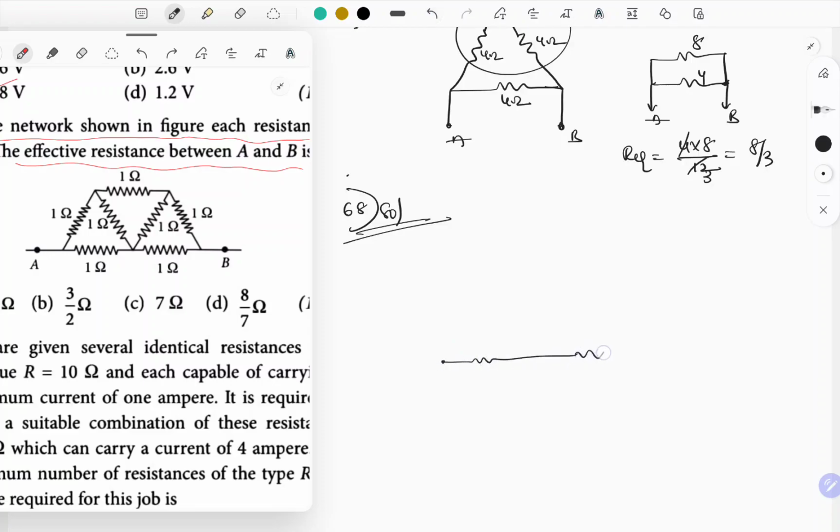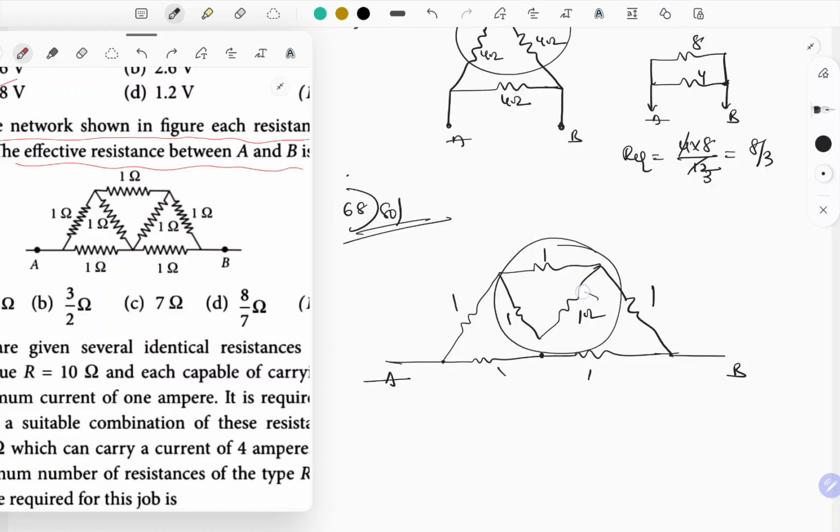Just observe. Whatever joint we have, we can just lift it up like this. This joint point you can remove, as it is a symmetry. So this kind of method is applicable only for symmetry. This is 1 ohm, 1 ohm, 1, 1, 1, 1. So first these two are connected in series. Resultant is 2. 2 and 1 ohm connected in parallel. Resultant is 2 by 3. So this is going to be 2 by 3.